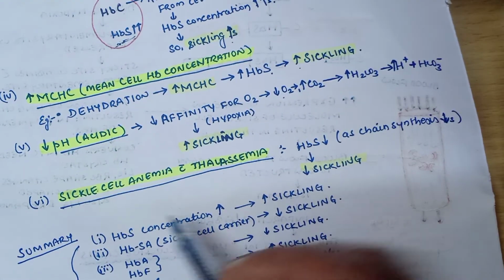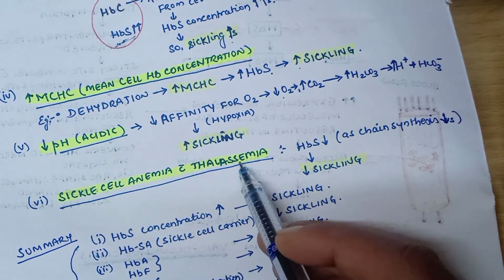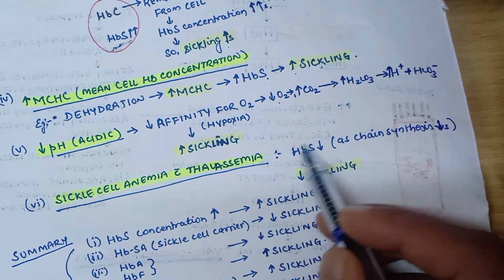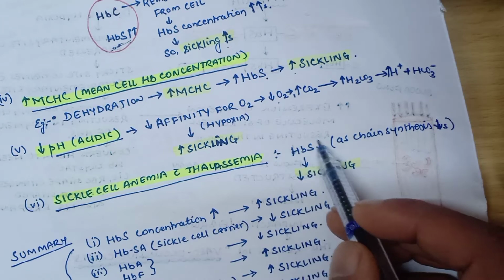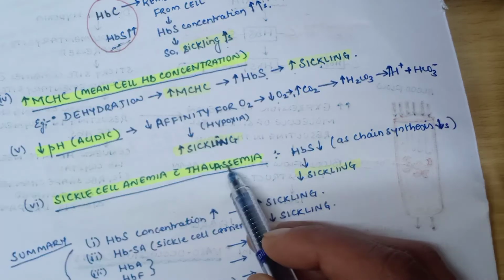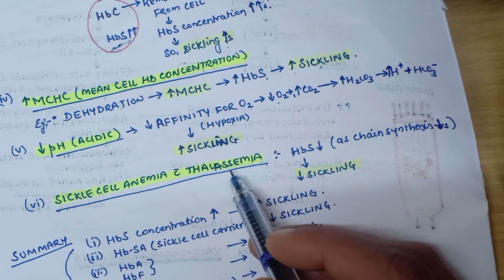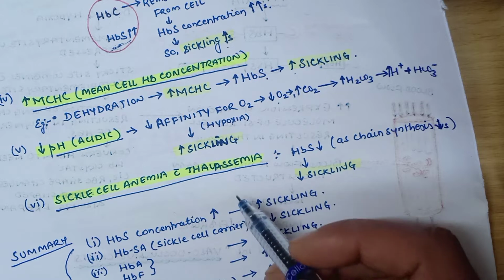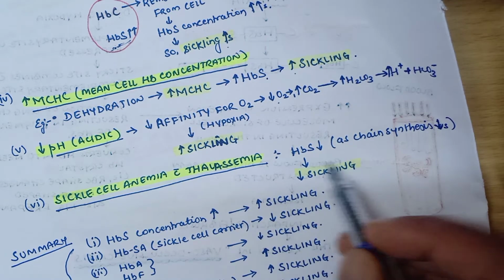Now when sickle cell anemia presents with thalassemia, there will be a decrease in hemoglobin S. So there will be a decrease in HbS, as in thalassemia there is decreased globin chain synthesis. So this will cause a decrease in sickling.